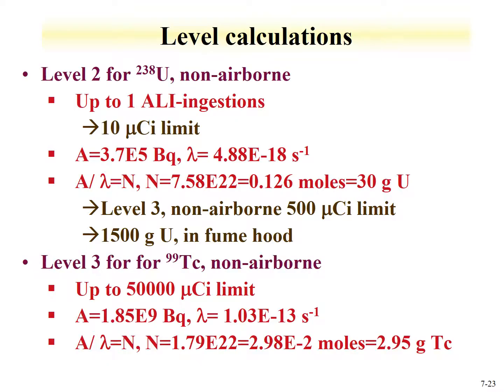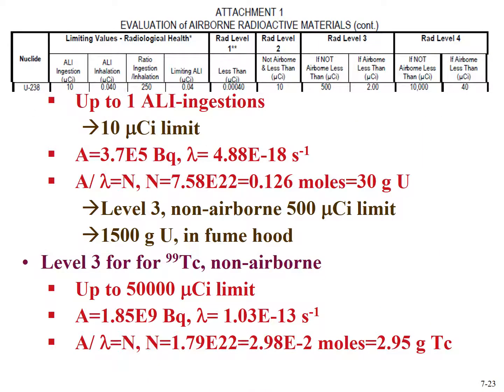An example of that is provided here. Assume that you wanted to do a level 2 for uranium-238. This is non-airborne. This is basically 1 ALI. So if we go to the tables, we see that for uranium-238, rad level 2, that's 10 microcuries as our limit. So the question would be, what mass of uranium is 10 microcuries equivalent to? Well, if we use activity equals lambda N, we find N, we can get moles, and then we can get mass.